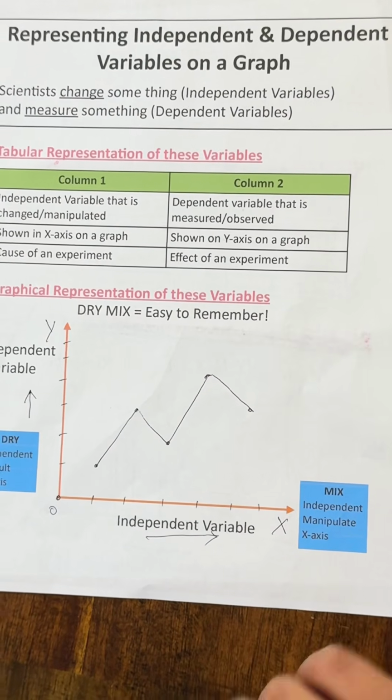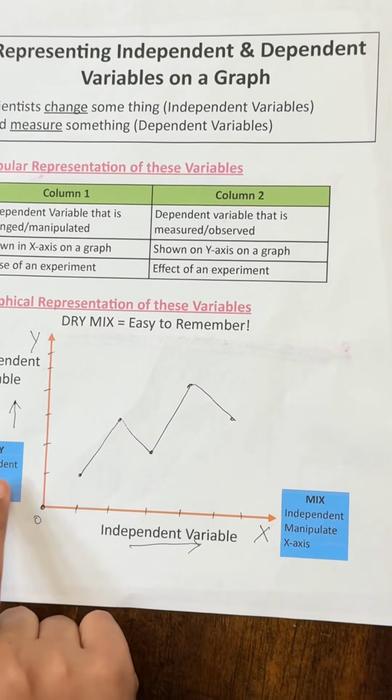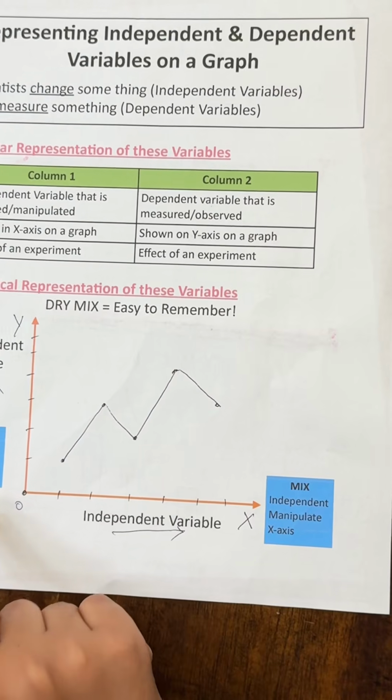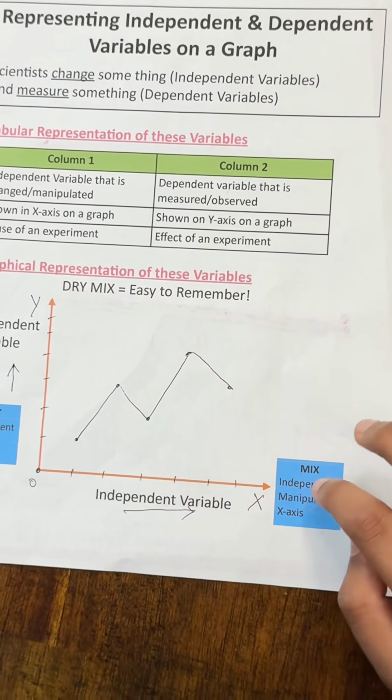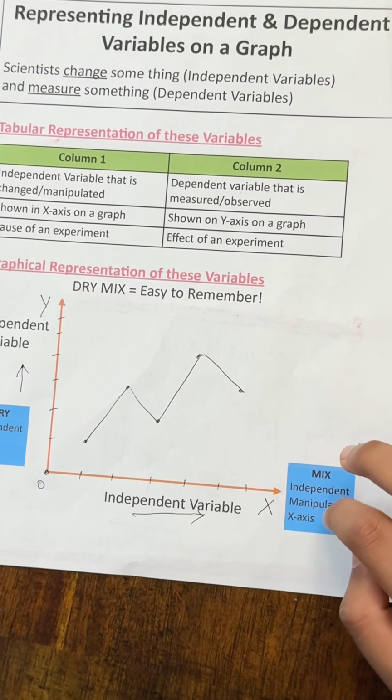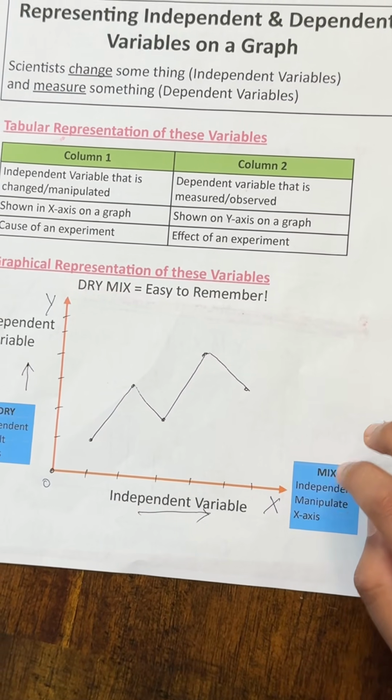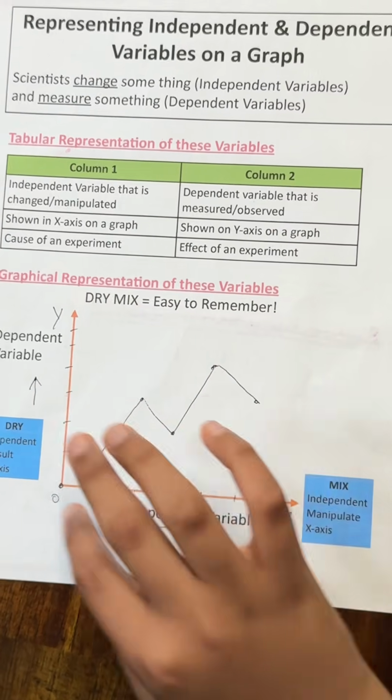An easy way to remember is DRY MIX. As you see, in DRY, D is dependent, R is result, and Y is y-axis. While in MIX, M is manipulate, I is independent, and X is x-axis. As you can see right here.